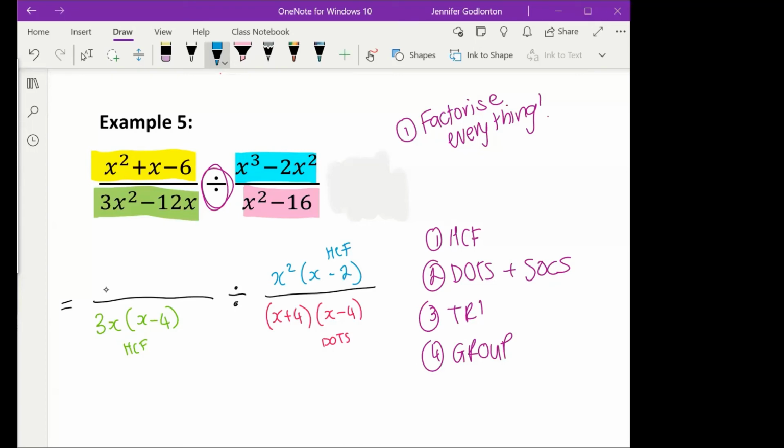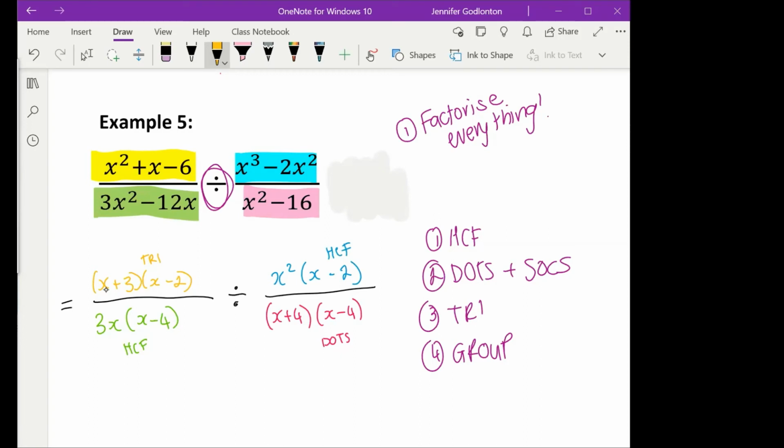Ma'am, is the yellow x plus 3 and x minus 2? Yes, that is absolutely right. Excellent. Good. X plus 3, x minus 2. We did a trinomial there. Okay. So those are our 4 factorizations of this question so far.